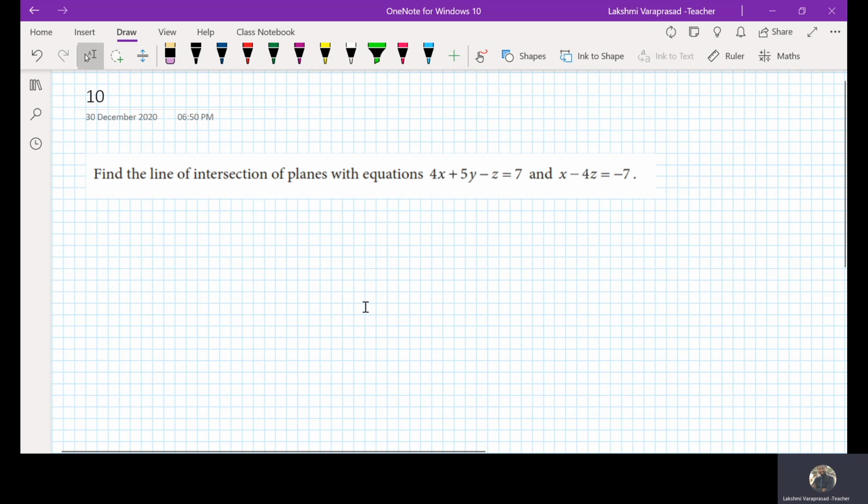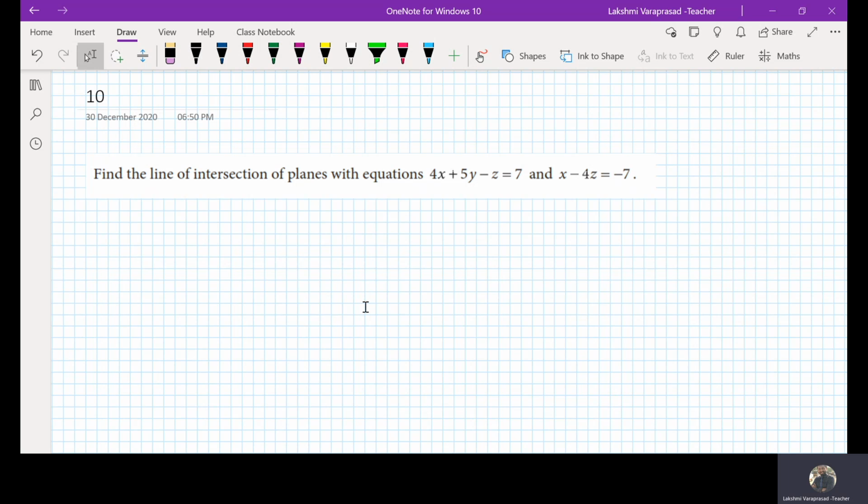Look at now. Find the line of intersection of the planes with the equation. It's very simple, the same as whatever we did previously. Can anyone guess how to do it here?